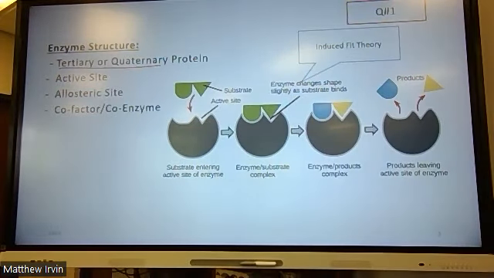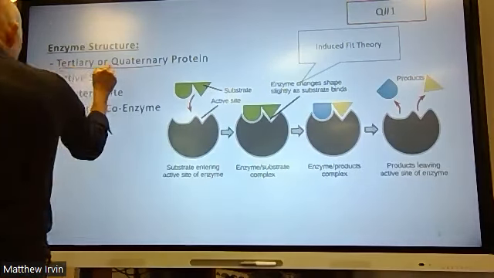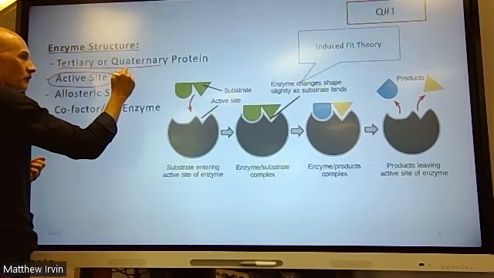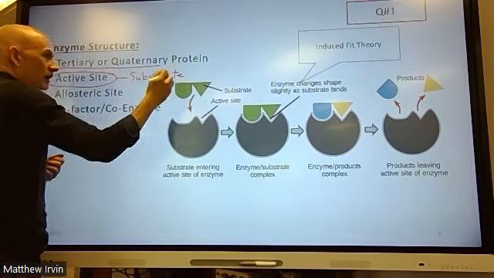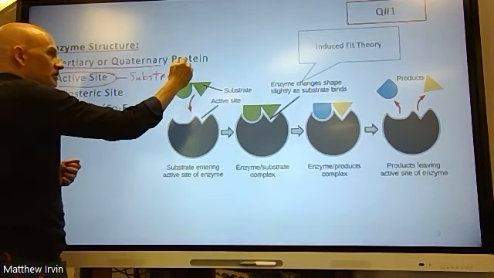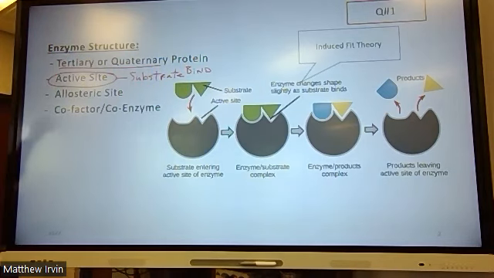So when we look at this, enzymes are going to be at least the tertiary or the quaternary level of protein structure. As those proteins fold, as they take on their particular shapes, that's going to generate several different particular structures in the enzyme. First and foremost is going to be the active site. This is going to be where the substrate binds. That is where the reaction is going to happen. That is where the substrate will be turned into the products.